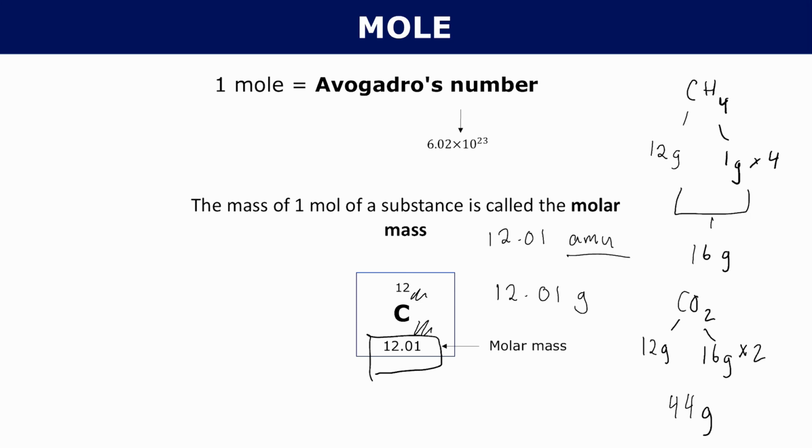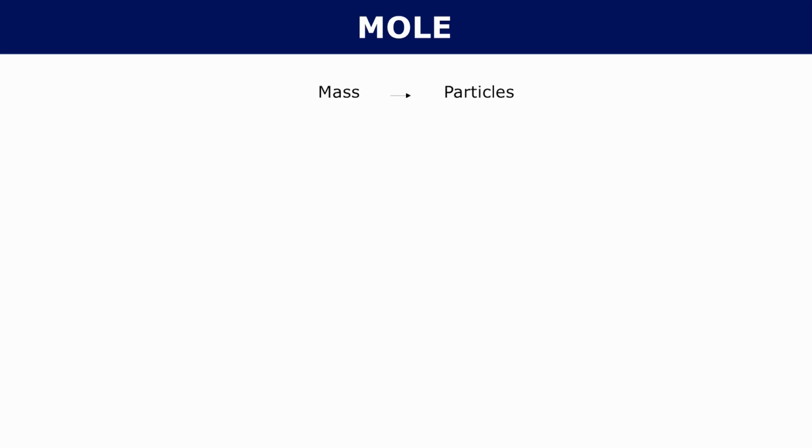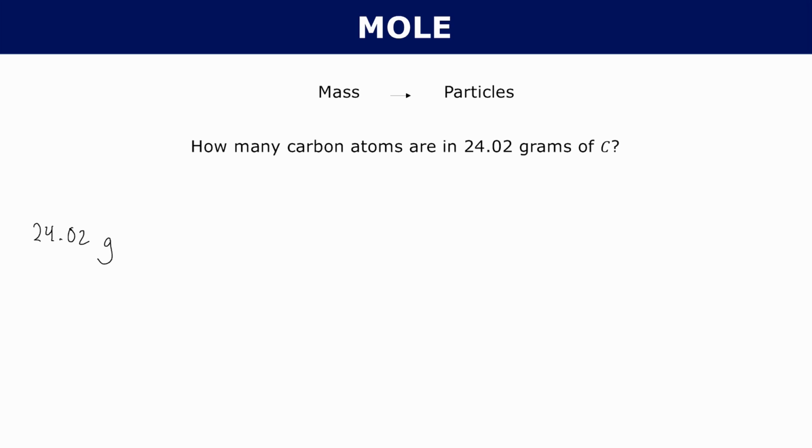Another reason why a mole is really helpful is because it helps you relate mass to particles. So if I give you a problem like how many carbon atoms are in 24.02 grams of carbon, that problem becomes really difficult if you have no understanding of what a mole is. But when you do know what a mole is, you realize how simple it is. So first of all, we want to convert grams into moles. So we have 24.02 grams of carbon, and we know that in 1 mole of carbon, it's going to weigh 12.01 grams. So really we're dealing with 2 moles of carbon.